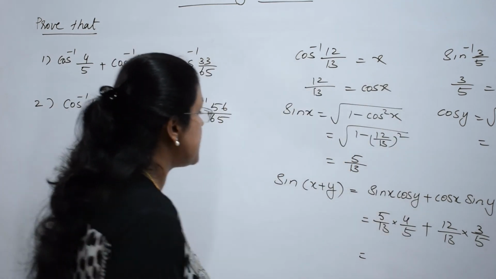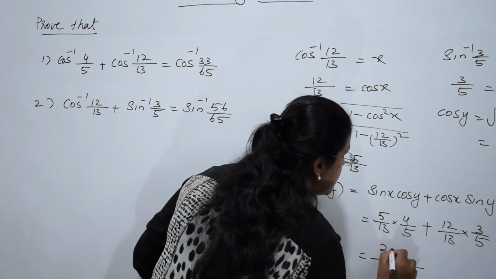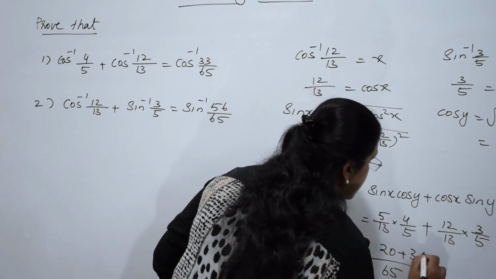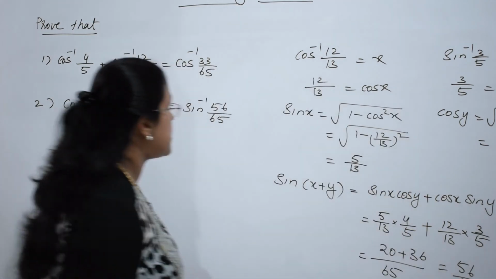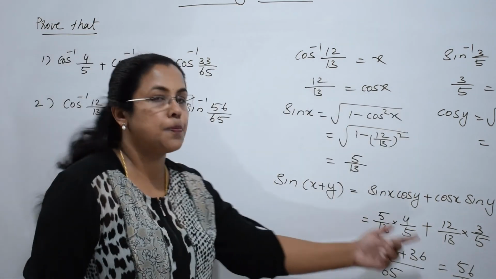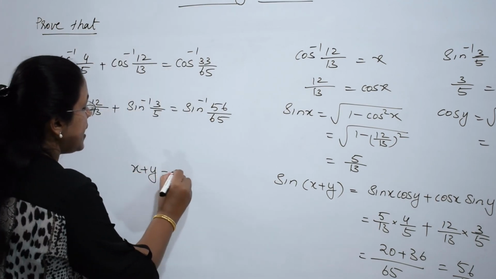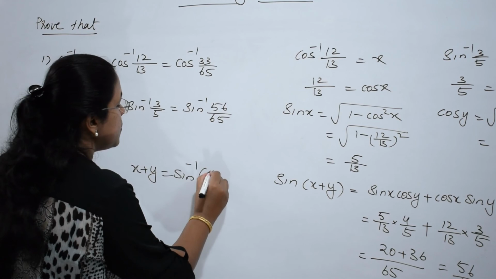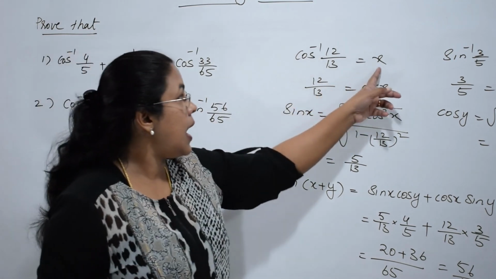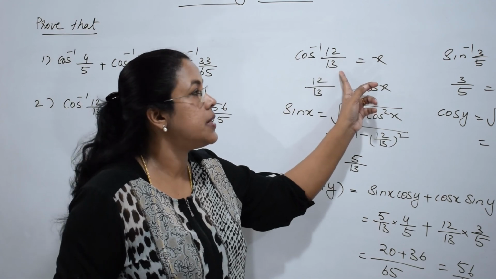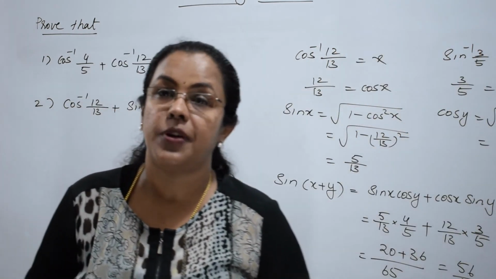So 13 5s are 65. Numerator: 5 4s are 20 plus 12 3s are 36. This is equal to 56 upon 65. This is sin x plus y. So we can write x plus y as sin inverse 56 upon 65. Now replace x by cos inverse 12 by 13 and y by sin inverse 3 by 5. We get the final answer.